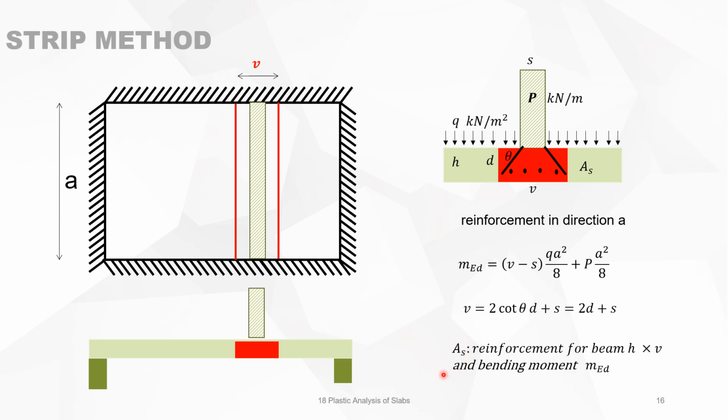And then you calculate the reinforcement for a beam with a height h and a width v, subjected to a bending moment M_Ed. So this is how you can use the strip method for simulating a fictive support for a line load.